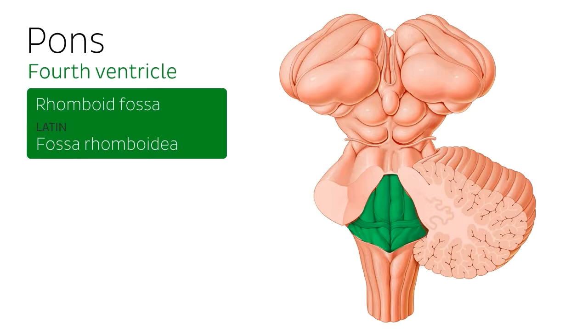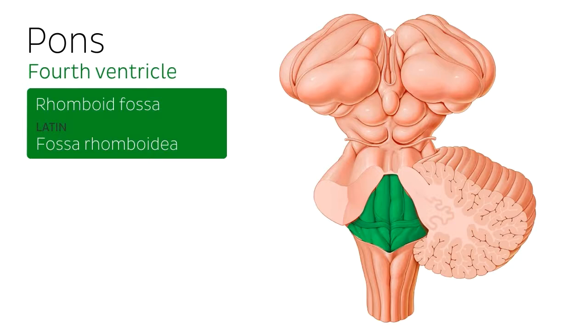So the tricky thing here is that part of the rhomboid fossa is actually formed by the roof of the pons, and part of it is formed by the roof of the medulla oblongata. But for the purposes of the tutorial right now, I'm going to focus on the structures of the rhomboid fossa, and as we go along, I'll point out which parts overlie the pons and which parts overlie the medulla.